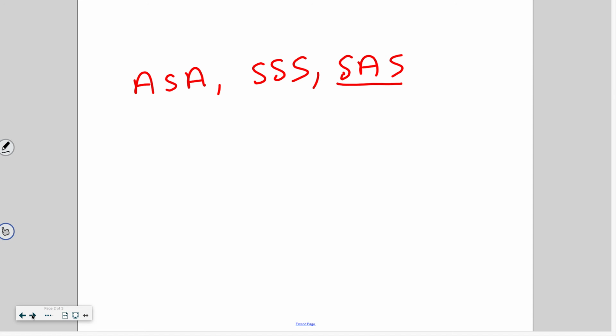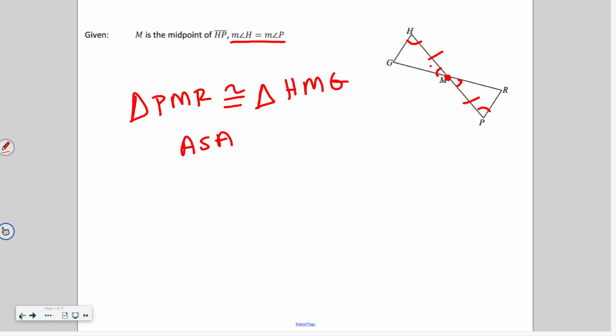If your triangle meets angle, side, angle, or side, side, side, then you know that the triangles must be congruent. We know that if the triangles are congruent, then there exists a rigid motion that maps one to the other, correct? So what is the rigid motion that maps triangle PMR to triangle HMG? What is the rigid motion? Can you think of it?